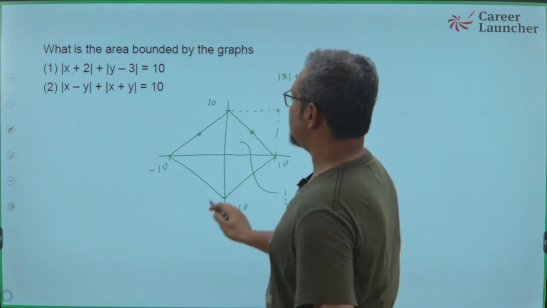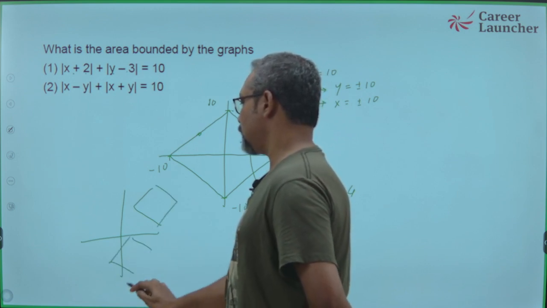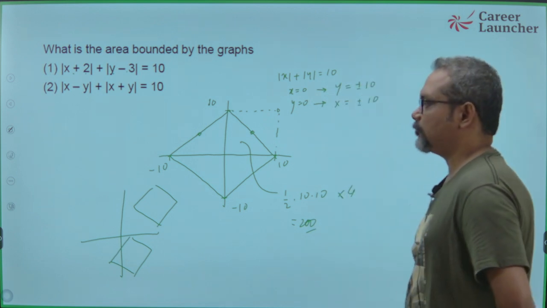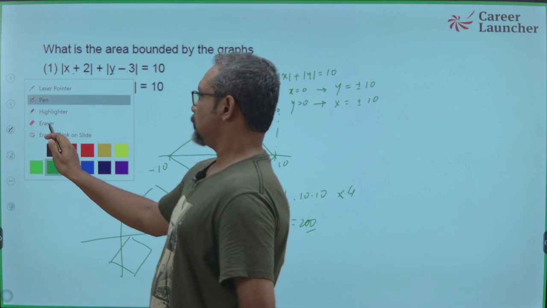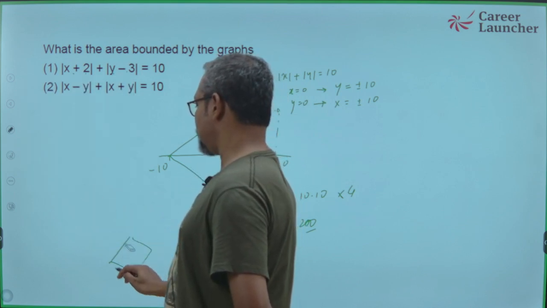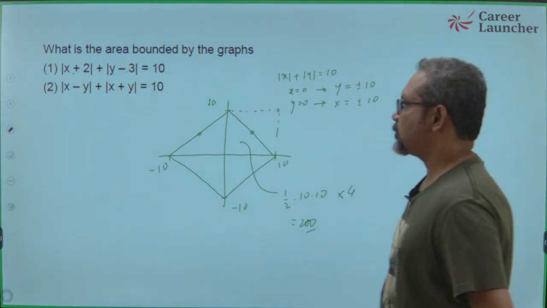That is going to just shift the rhombus somewhere here or here, whatever, but the essential area would remain the same. So we can just ignore those two plus minus things and just assume as if it is mod x and mod y. Let's go to the next one.